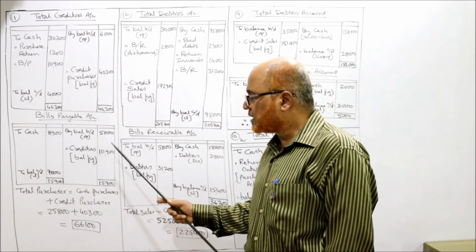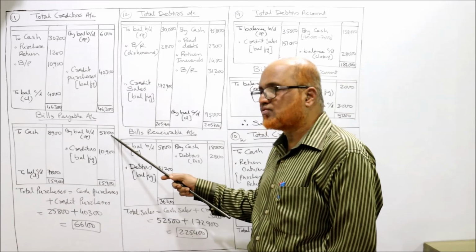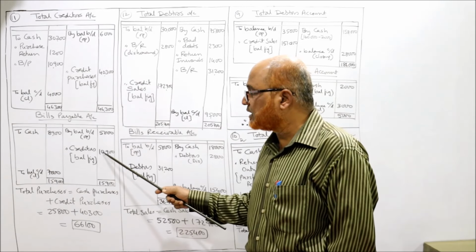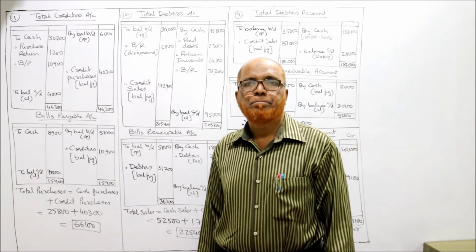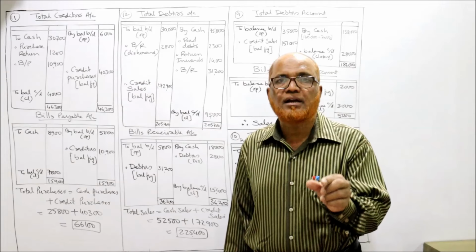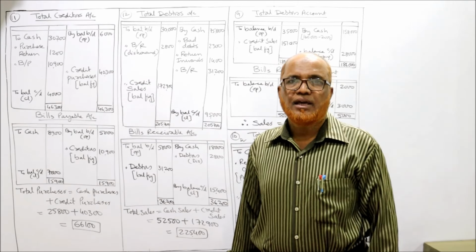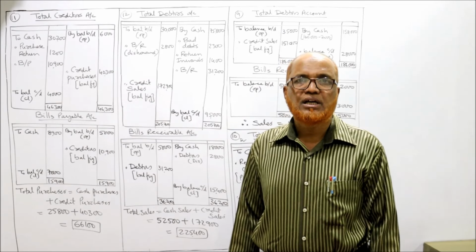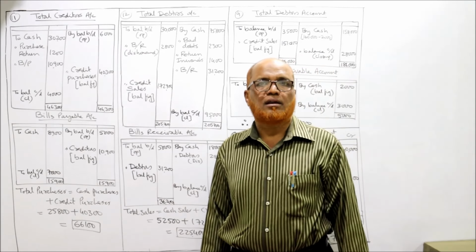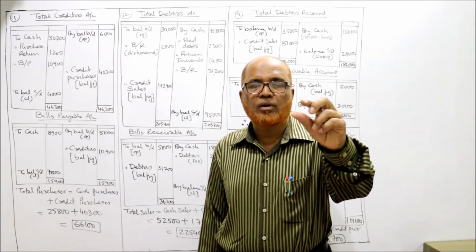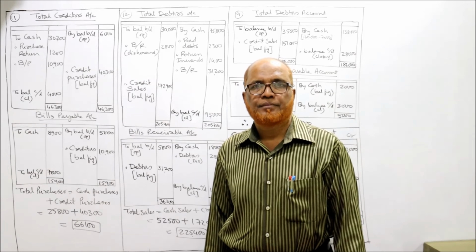15,900 debit side. Credit side 15,900 minus 5,000. The balancing figure is 10,900. What does this 10,900 represent? It is the bills accepted during the year. The entry for bills accepted during the year: Creditors account debit to bills payable.